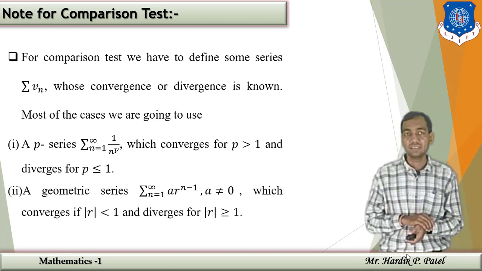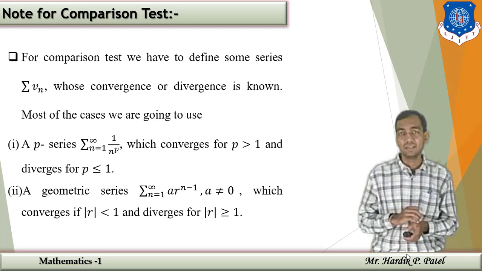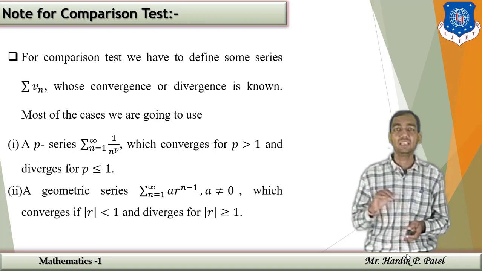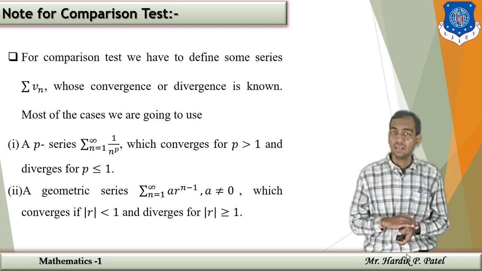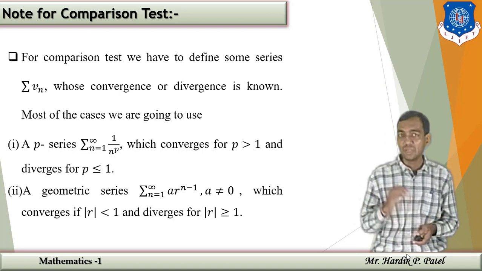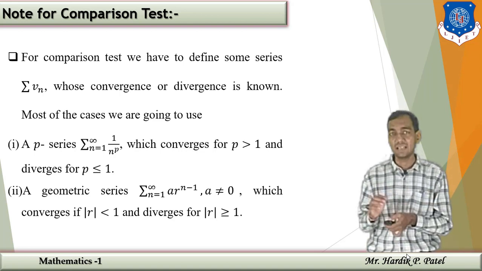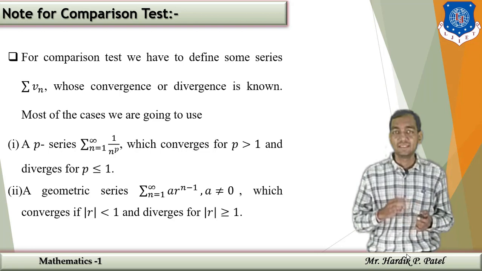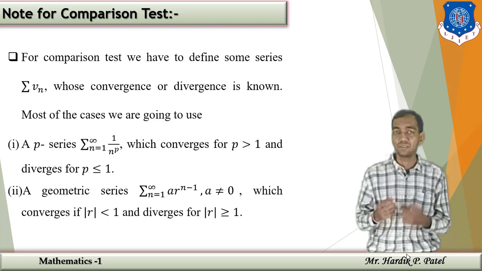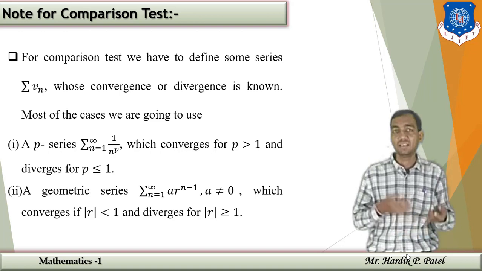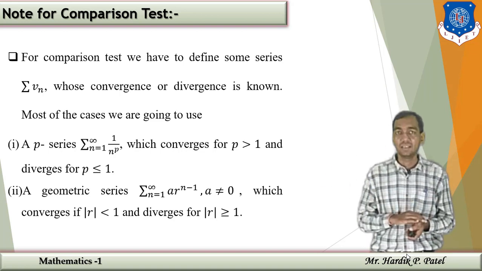For the comparison test, we are going to take Vn from either a p series or a geometric series. We are already aware of the p series, where it converges and where it diverges. In the same manner, we are also aware that a geometric series converges for mod r less than 1 and diverges for mod r greater than 1.